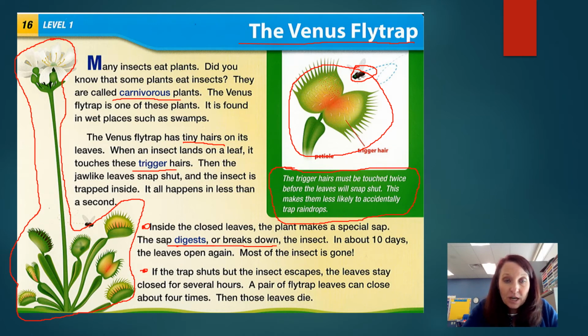If the trap shuts but the insect escapes, the leaves stay closed for several hours. A pair of flytrap leaves can close about 4 times. Then those leaves die. All right, so we read this once to see what the text is about.